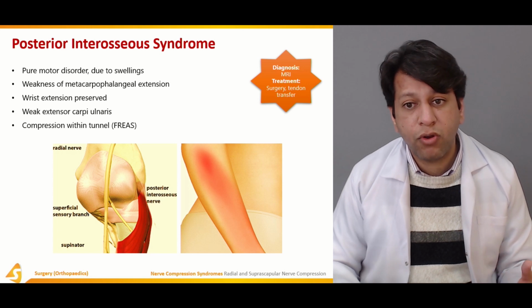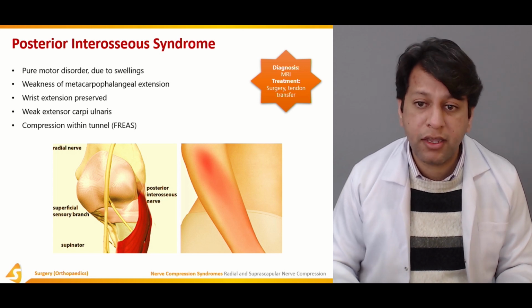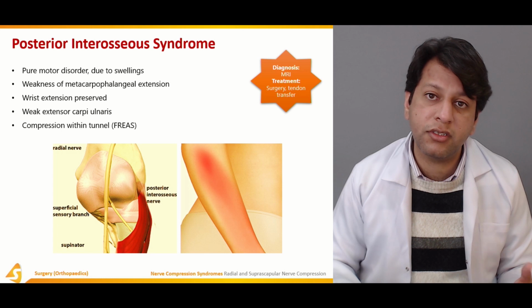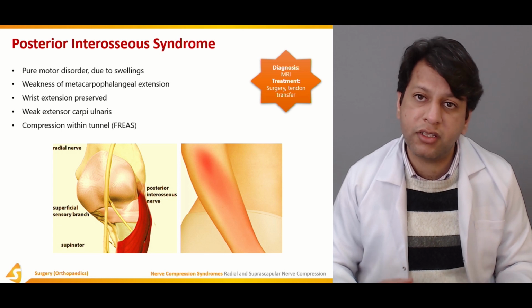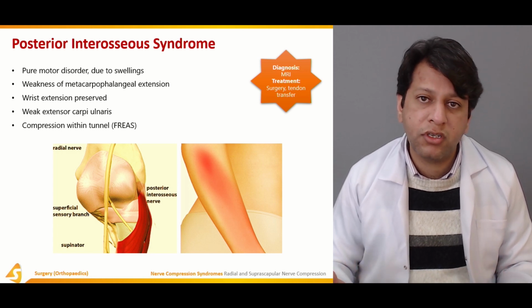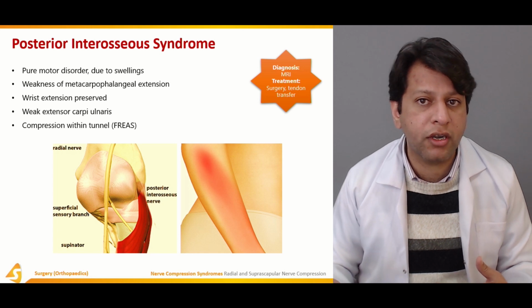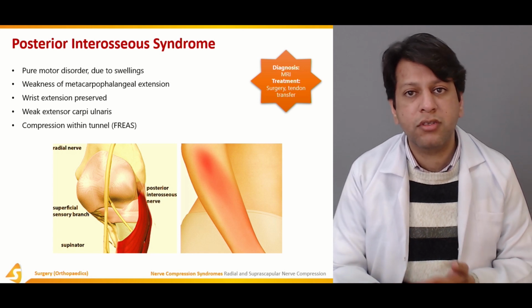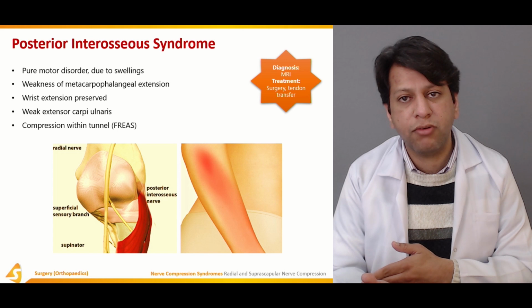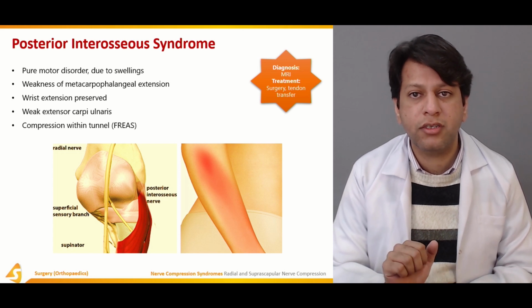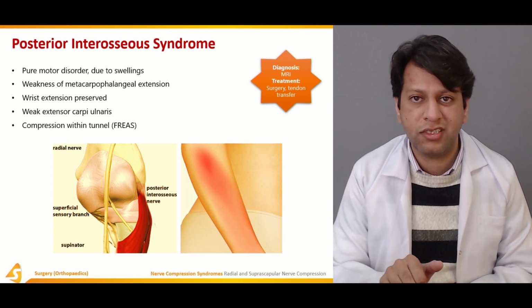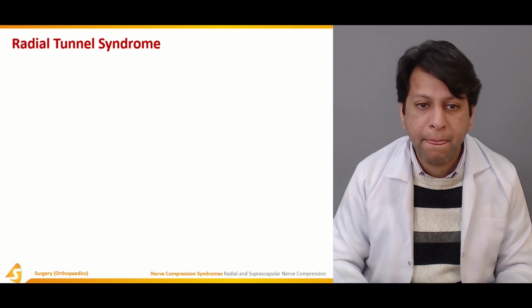Treatment: usually we diagnose by MRI, and the option is surgery. The surgical repair can be done at 3 to 6 months, but if it is beyond 6 months, usually we have to go for tendon transfers. The flexor muscles which are normal have to be transferred back towards the radial side, so that wrist extension and metacarpophalangeal joint extension can be restored.